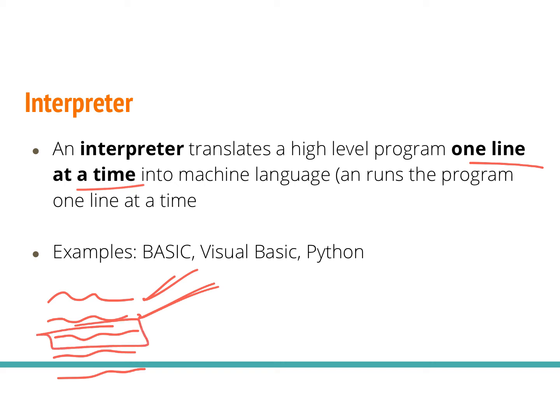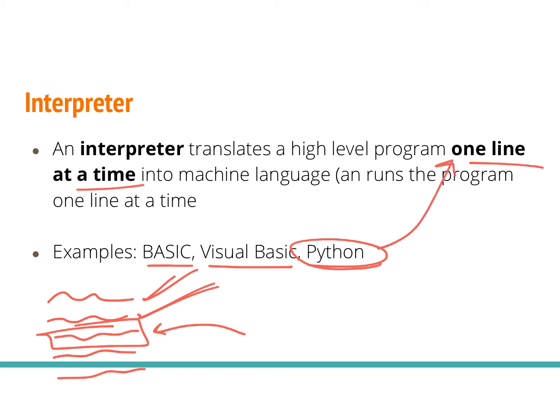And so while you can't test the entire program at once, what's really nice about interpreters is it stops immediately when it finds an error, and it wants you to fix that error before it's going to move on. So that's where this can be nice, because it can help you to locate exactly where one big error is occurring, and you can fix that one error and then move on. Languages that use this type of translation are BASIC, Visual Basic, and Python, which we'll be using. So keep in mind, Python translates one line at a time.